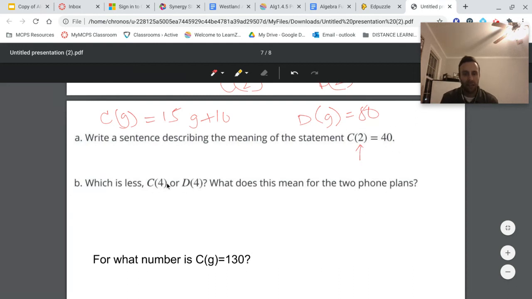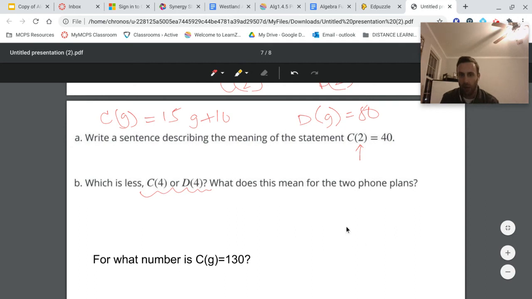What is less, C of 4 and D of 4? Okay, so this is a question that we're going to ask you right now. You could put it in the thing because we've already kind of covered this. And for what number of G is C of G 130? Okay, so this is something new. So remember, this is saying that the function equals 130.